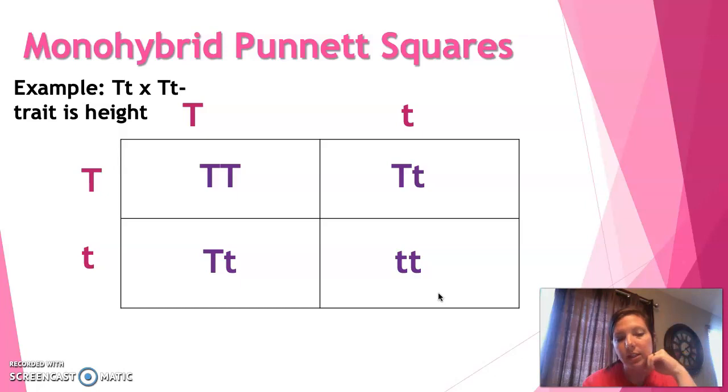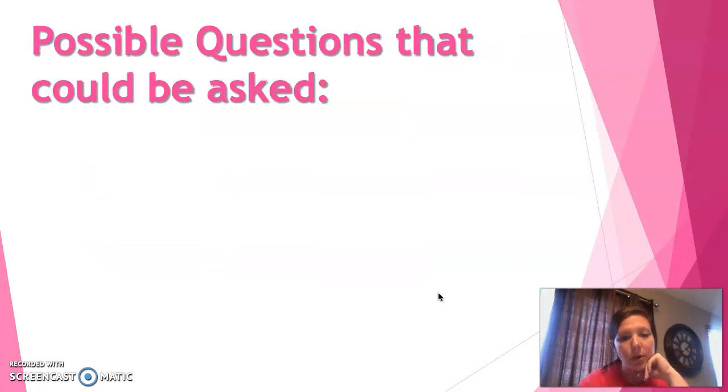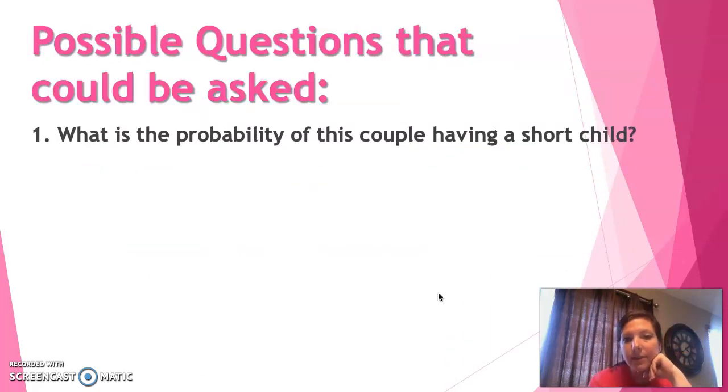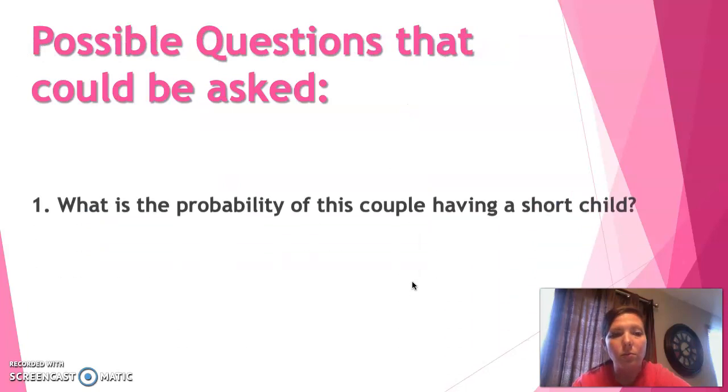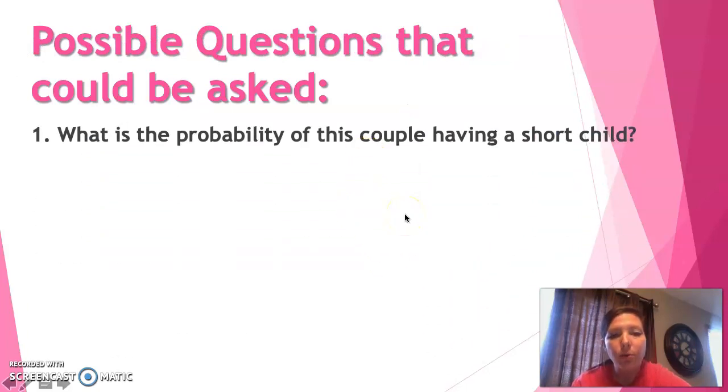I'm going to show you on the next slide. So, possible questions that could be asked. So, what's the probability of this couple having a short child? So, remember, tall is dominant. So if tall is dominant, I'm going to go back to here. Possibility of having a short child. So remember, dominant means anything with a capital letter. So this has capital, that has capital, that has capital. Does this have capital? Nope. Bingo. That one's going to be short. So you have a 1 in 4 chance of having a short child. So you would have 25%.